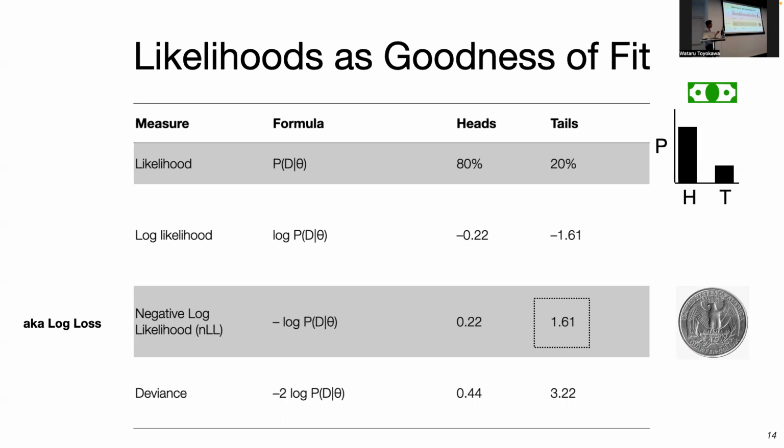Sometimes you'll also see this term called deviance, which is just 2 times the negative log likelihood. This has some nice mathematical properties. I just wanted to get you familiar with this term, but largely we'll be operating in terms of log loss or negative log likelihood.